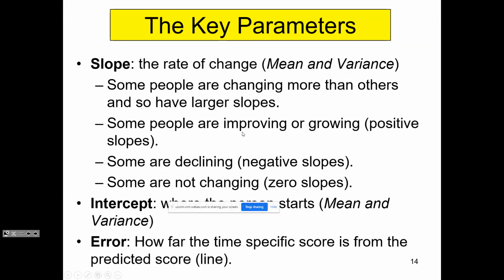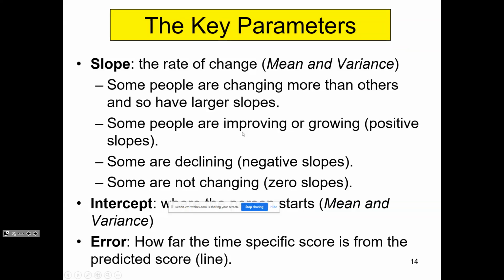And I'll show you a bunch of different ways that we can code or center time. But if we assume that we center time at the beginning of the study, then the intercept can be interpreted as where people start. And again, in developmental studies, that's often what we're really interested in: where do people start and how fast do they grow.